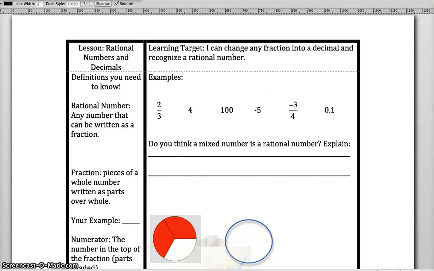Hello students, I hope you had a nice weekend. Today we are going to be learning about rational numbers and decimals.